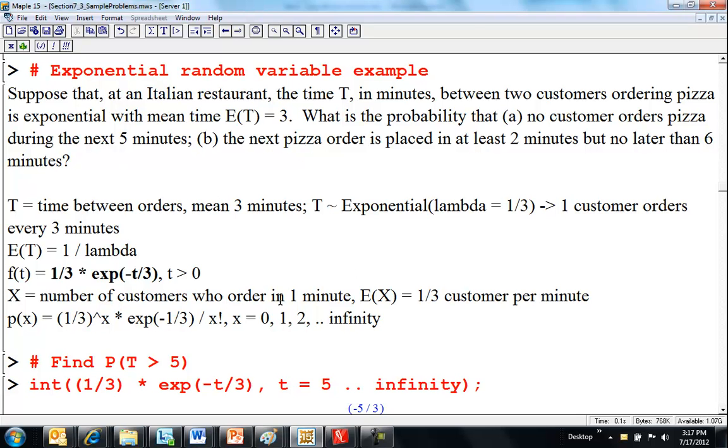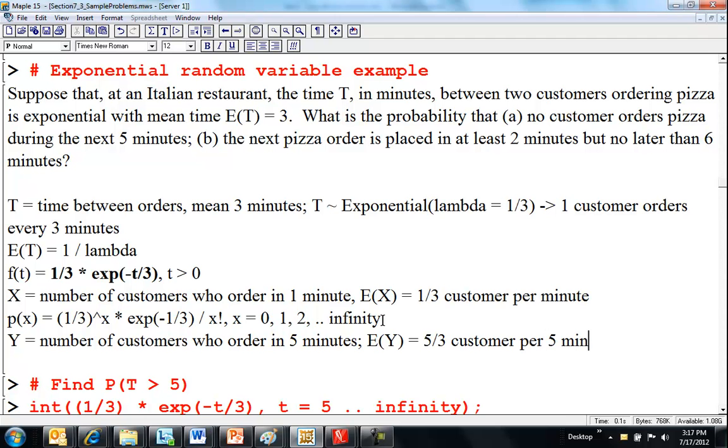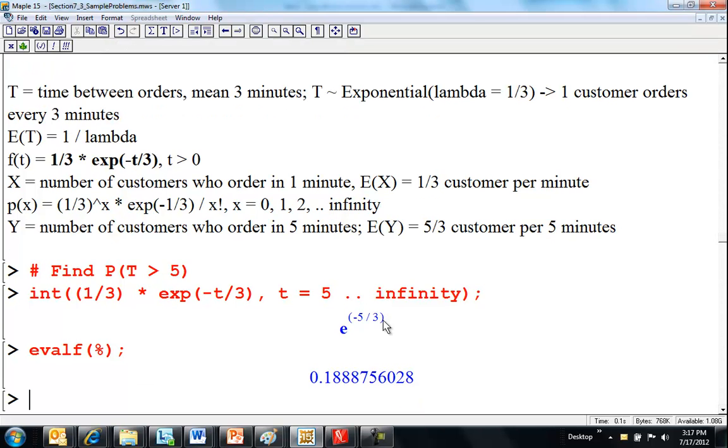So the number of customers who order in 1 minute is a third of a customer. If we let y equal the number of customers who order in 5 minutes, we expect 5/3 of a customer per 5 minutes. Okay, so what's the probability? So down here we're trying to find the probability that y equals 0, where y is Poisson, where we expect 5/3 of a customer per 5 minutes.